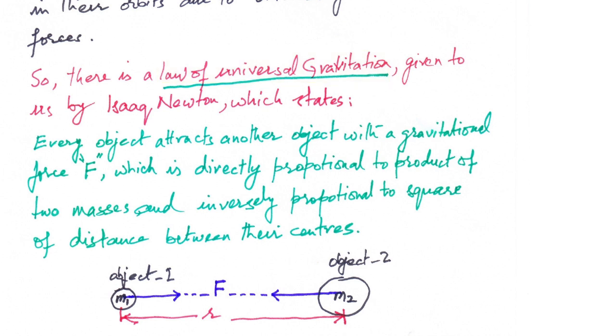So, there is a law of universal gravitation given to us by Isaac Newton, which states every object attracts another object with a gravitational force which is directly proportional to the product of the two masses of objects or heavenly bodies and inversely proportional to the square of the distance between their centers.